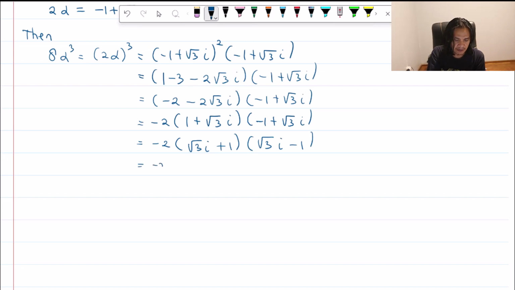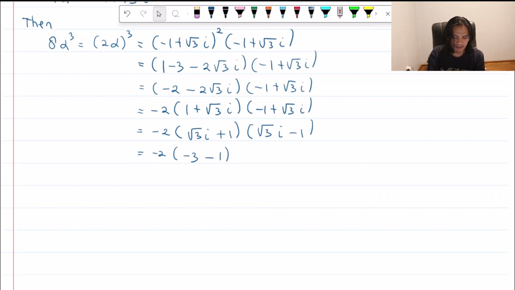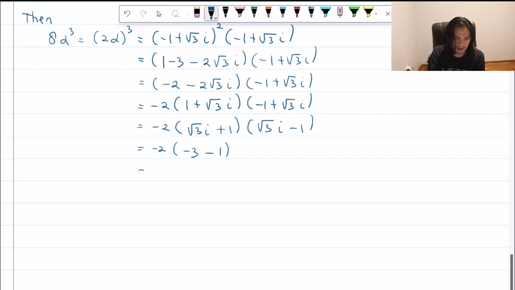So -2 times (√3i times √3i is going to be -3, minus 1 times 1). So -2 times -4 is equal to 8. So 8α³ is equal to 8. Therefore, α³ is equal to 1, and hence alpha is a cube root of 1.